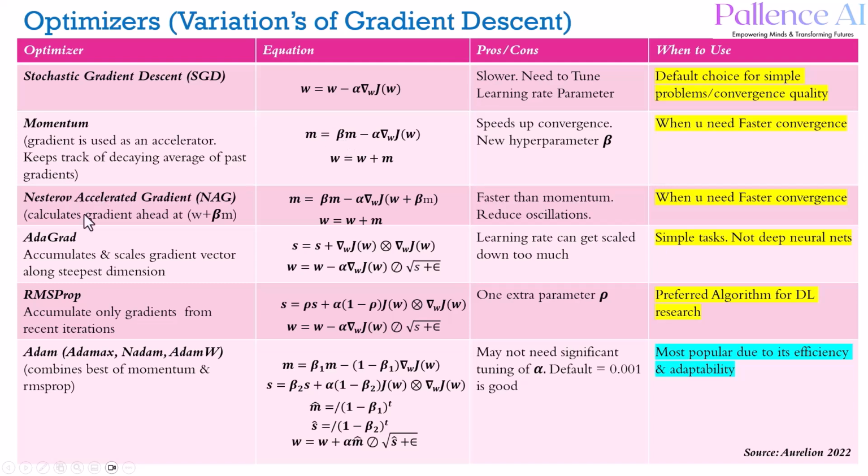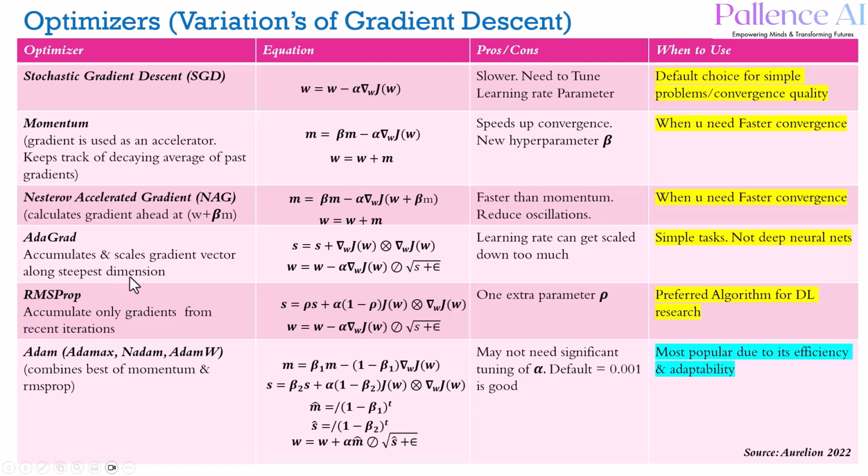Now, there is another optimization algorithm, the Nesterov accelerated gradient method. This again tries to overcome some limitations of momentum, but in essence it calculates the gradient, instead of at W, at W plus beta m. It's a little bit faster than momentum and reduces oscillations, and we can use it when we want even faster convergence. Then you have AdaGrad.